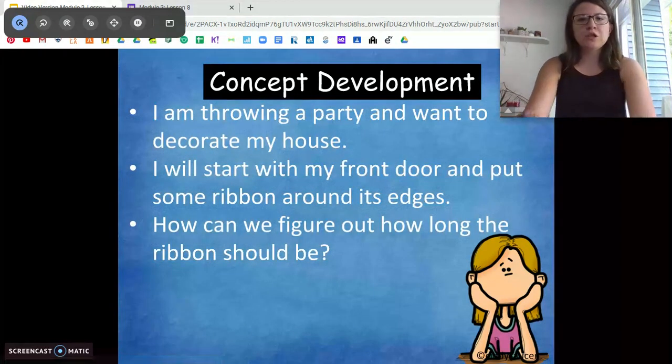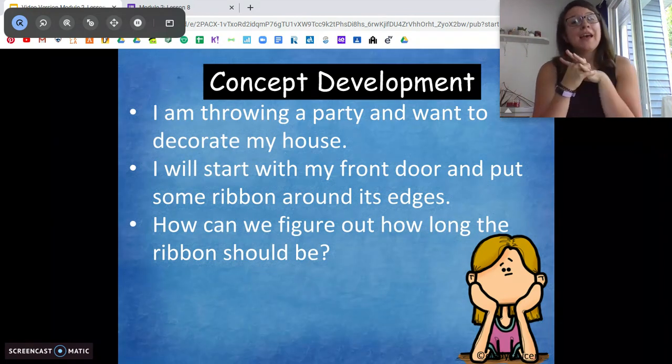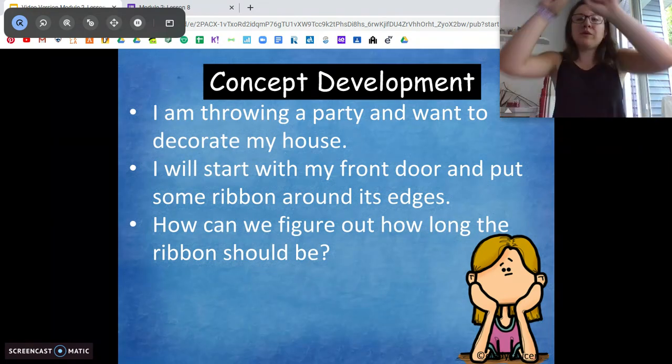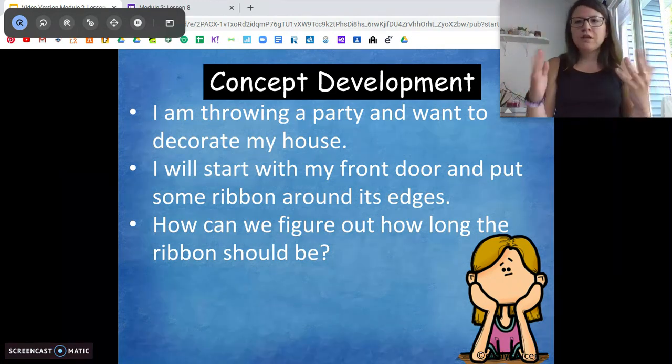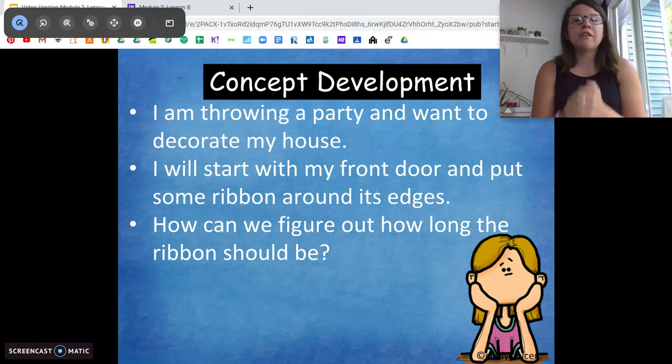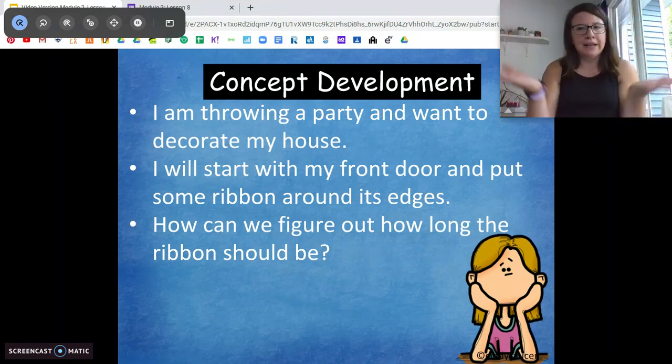All right, so I'm throwing a party and I want to decorate my house. I want to start with my front door and put some pretty red and blue ribbon around the edges. How can we figure out how long the ribbon should be? Pause, talk to somebody at home. How can I figure out how much ribbon I need to cover my entire door for my party?